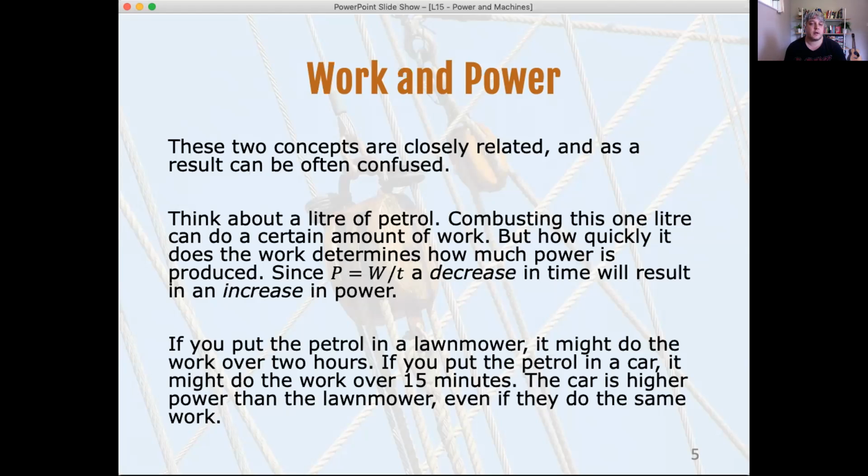But if you put it into a car, especially a high-performance one, that might do the work really quickly. An average car might use a litre in 15 minutes. A high-performance one might use that in a minute or two. And then the power is going to be a lot greater.